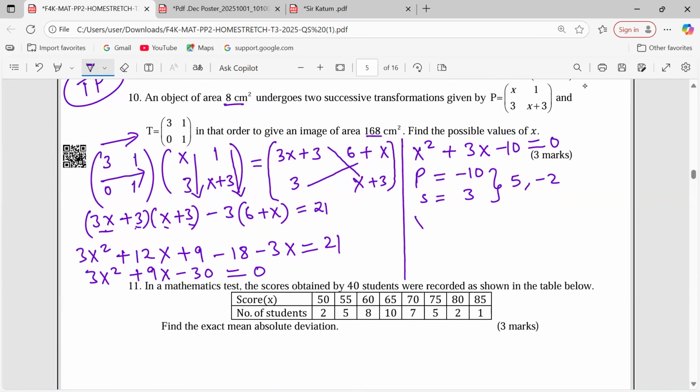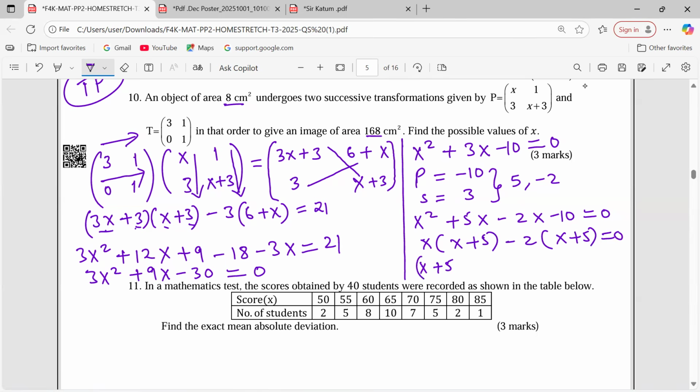So we can write x squared plus 5x minus 2x minus 10 equals 0. From the first two, x is common, x plus 5. Negative 2 is common, x plus 5 equals 0. So from the brackets, x plus 5, outside the brackets, x minus 2 equals 0.